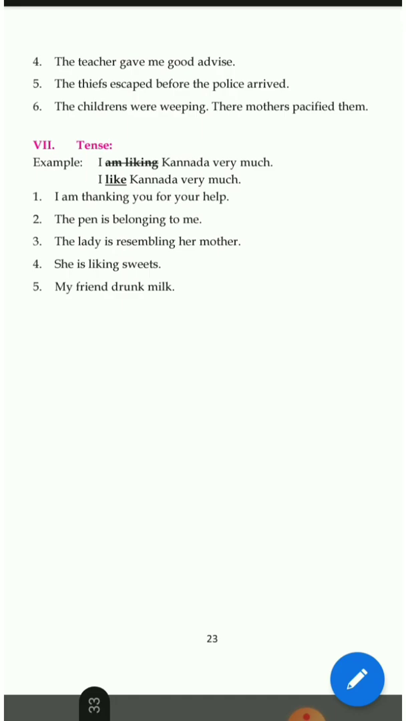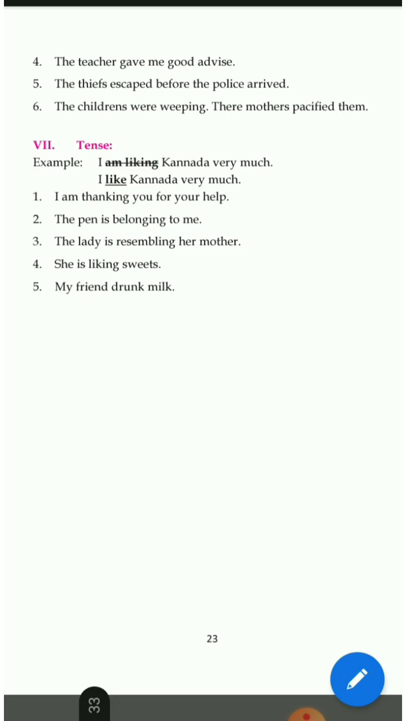So the last one, tenses. Example, I am liking Kannada very much. This is the common mistake that most of us make. There is no such usage. Avoid saying I am having, he is having. That is a wrong usage. I am liking, she is liking. That is a wrong usage. Don't say that. It has to be I like Kannada very much. I have a book, not I am having a book. I am having class. That is wrong usage.